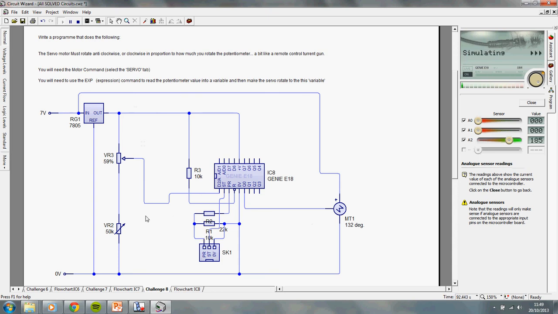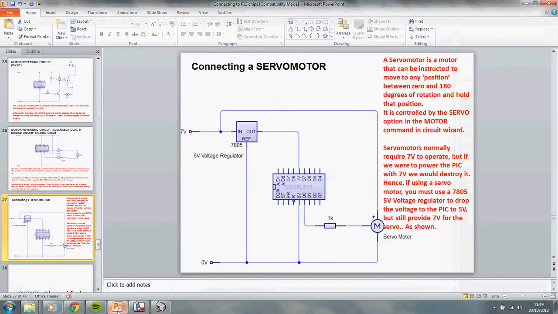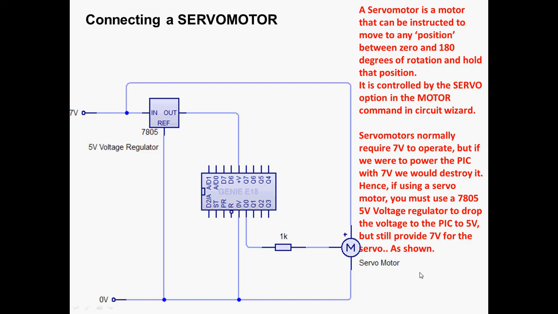So just before I show you the flowchart, I want you to build it like this. It's important you understand why we need to do that. If you look at the PowerPoint, I did mention this. Servo motors normally need 7 volts or sometimes more to work, but generally a minimum of about 7 volts. And the problem is, our PIC chip can only handle up to a maximum of 5 volts, 5.5 at a push. So we need a 7 volt battery to power this thing. But if we were to put 7 volts straight into our PIC chip, we'd just blow the PIC chip up.